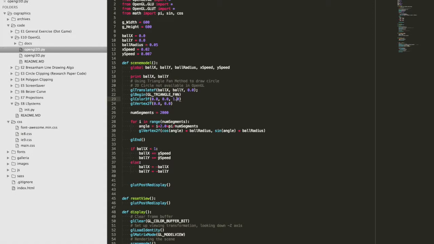And what I am doing is, in every iteration of the scene, ballX is incremented by xSpeed and ballY is incremented by ySpeed. And after that, I am calling glutPostRedisplay to change the view. So there, as you can see, this is the animation that is being held.